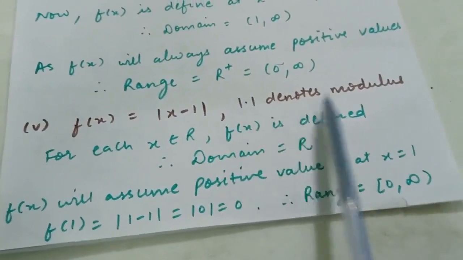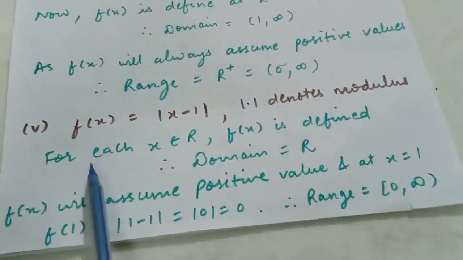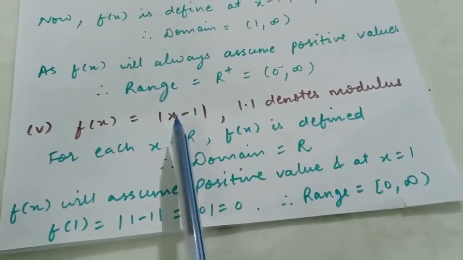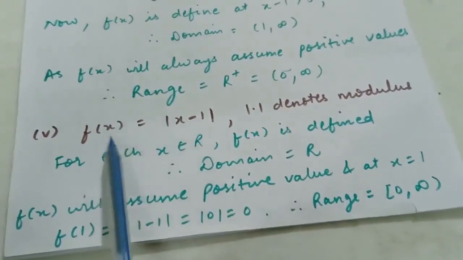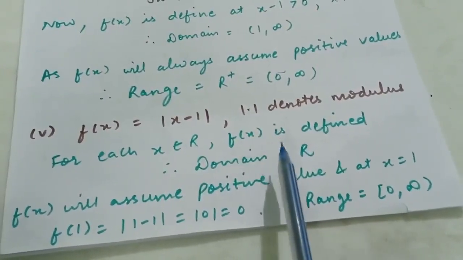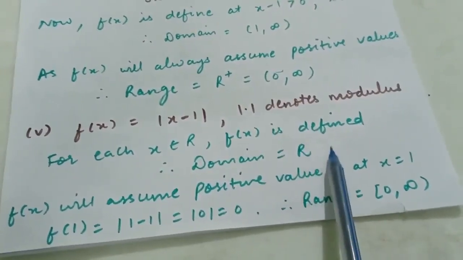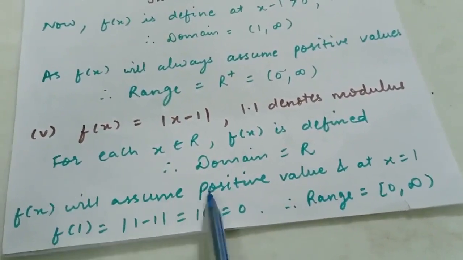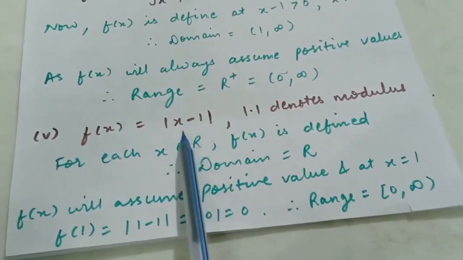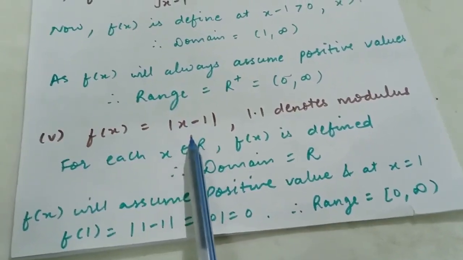This symbol denotes the modulus. For each x belongs to R, f(x) is defined. You put any values of x, you will get the value of f(x). So for each x belongs to R, f(x) is defined, therefore domain is real values. f(x) will assume positive values as this function is a modulus function. So f(x) will assume the positive values.